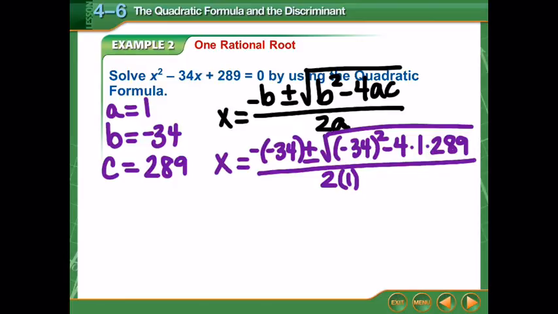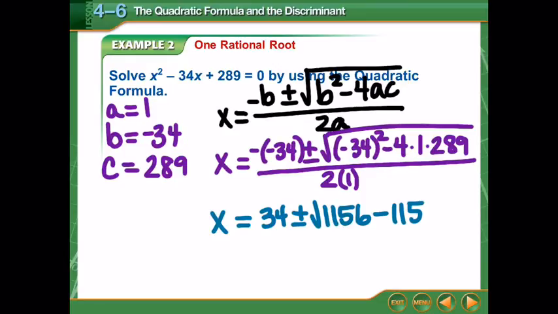Okay, so now I'm going to go through and start simplifying. So x equals, I'm going to change my double negative to a positive 34 plus or minus the square root of. I'm going to do negative 34 squared, which is 1156. Then I'm going to do 4 times 1 times 289. That's going to be minus 1156. Continue your square root all over 2.